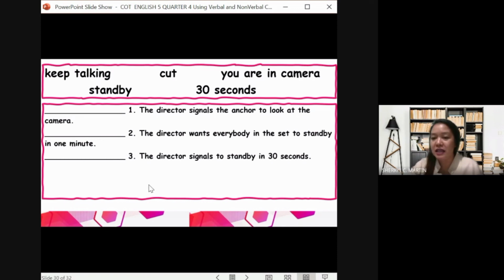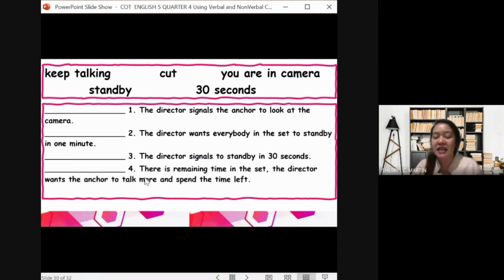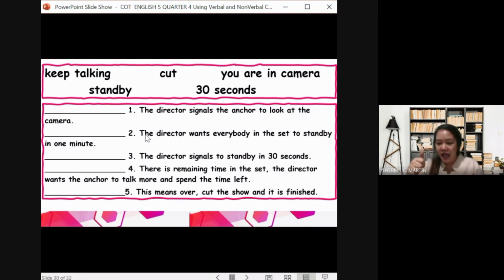Got already your answer? Number 4, there is remaining time in the set. The director wants the anchor to talk more and spend the time left. What is your answer? Write it. Next, number 5. This means over. Cut the show and it is finished. Okay na? Lahat?